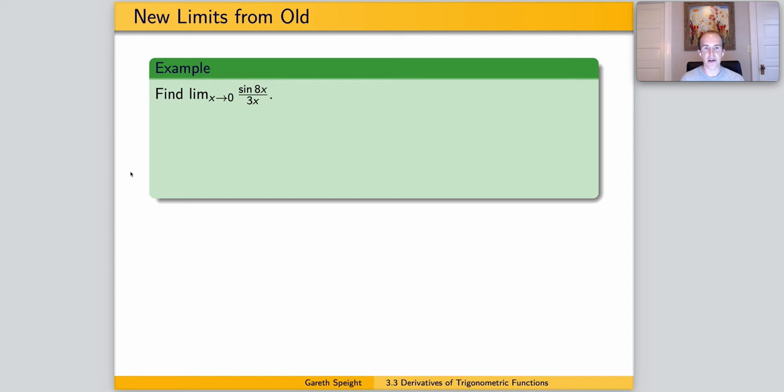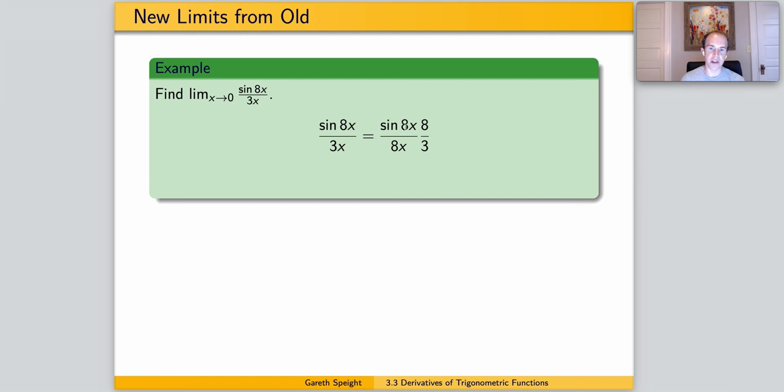And I can't do anything with the 8x. The 8x is stuck inside the sine, right? Sine of 8x is definitely not equal to 8 sine x. I cannot bring the 8 out in front. That would be wrong. So I can't do that. The best I can do is manipulate the 3x, which is on the bottom. So that's not being applied to any function. I'm pretty free to multiply the top and bottom by things and divide the top and bottom by things to play around with this. So what's the right way to write it?